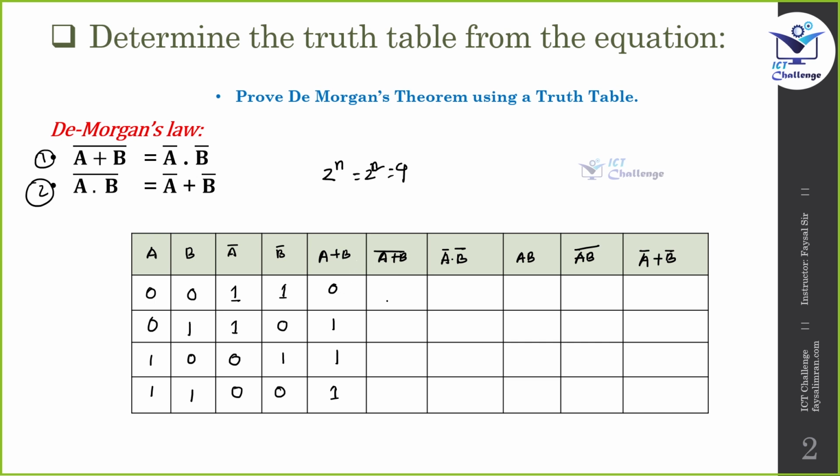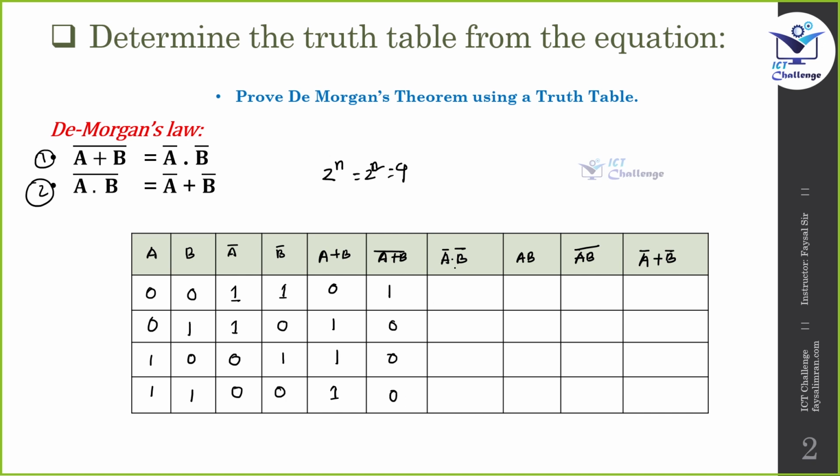That means a plus b whole bar will be the opposite of a plus b. So that means 0, here we get 1, here 1, we get 0. So for this one we get 0, and also for this one we will get 0.